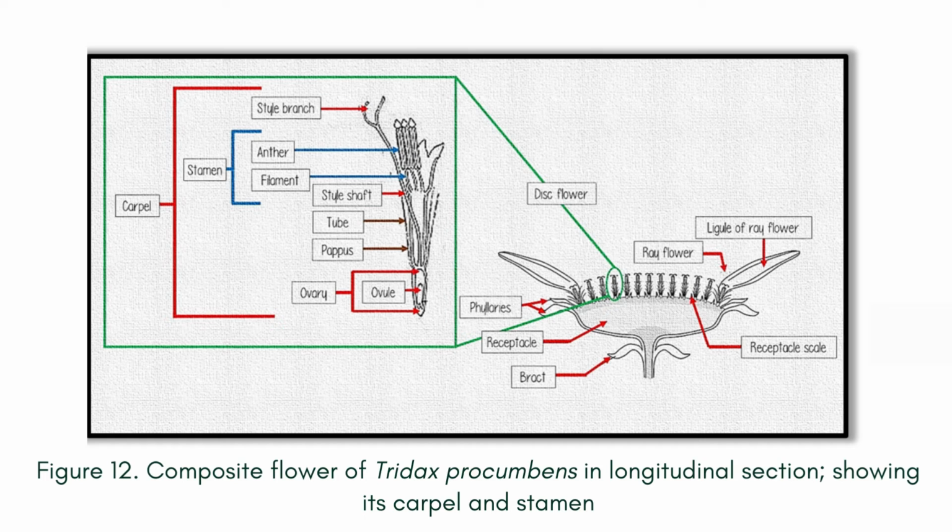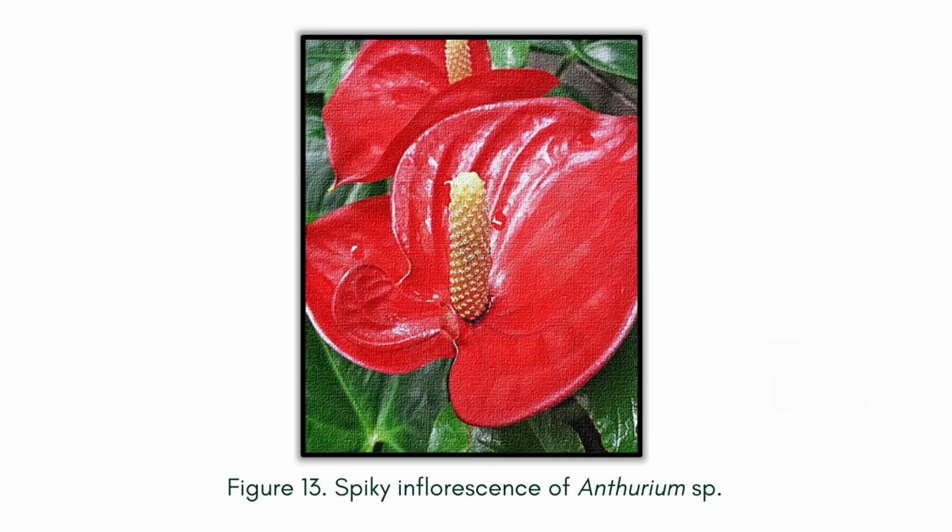Figure 12 shows the composite flower of Tridax daisies in longitudinal section showing its carpel and stamen. Composite flower means that it is a flower that is made up of multiple simpler flowers, or the inflorescence of the pseudanthium type. The carpel pertains to the female reproductive organ of the flower, while the stamen pertains to the male reproductive organ, which is shown in the figure as a disc flower.